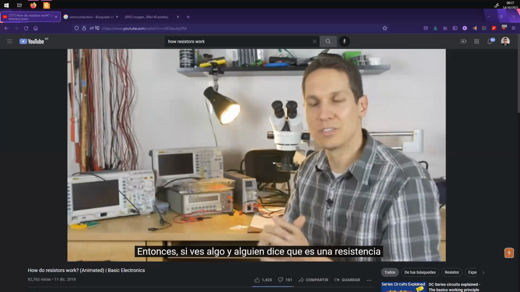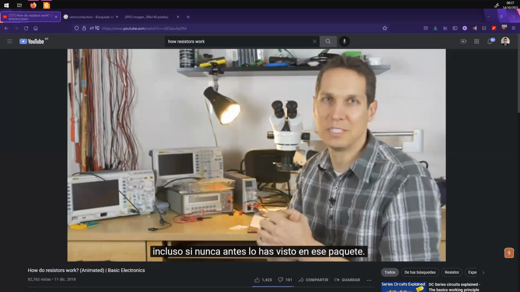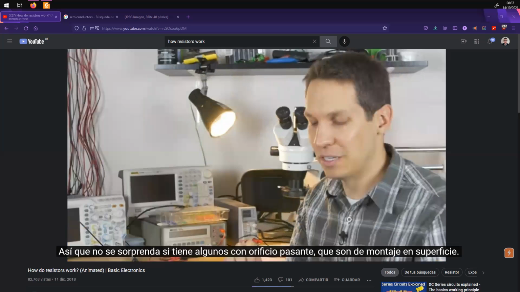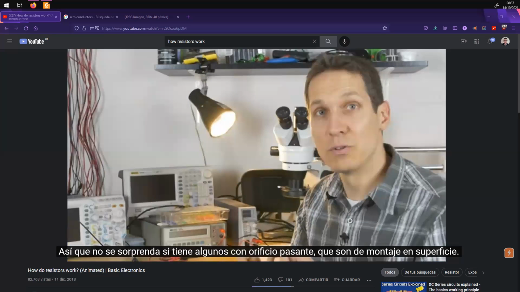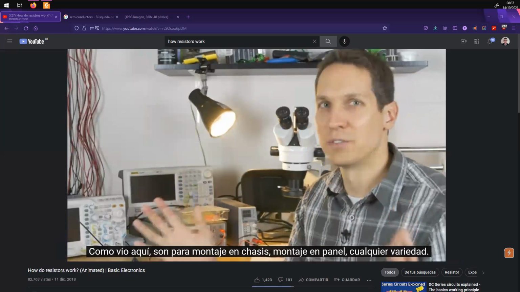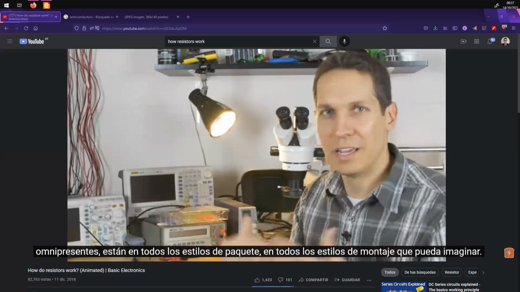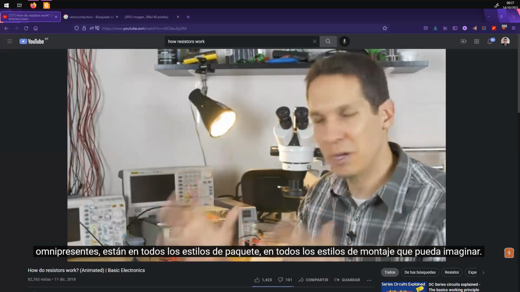So if you see something and somebody says it's a resistor, they're probably not lying to you, even if you've never seen it in that package before. So don't be surprised if you have some that are through-hole, that are surface mount, that, as you saw here, are chassis mount, panel mount, any variety. Again, since resistors are so ubiquitous, they are in every package style, every mounting style that you can imagine.